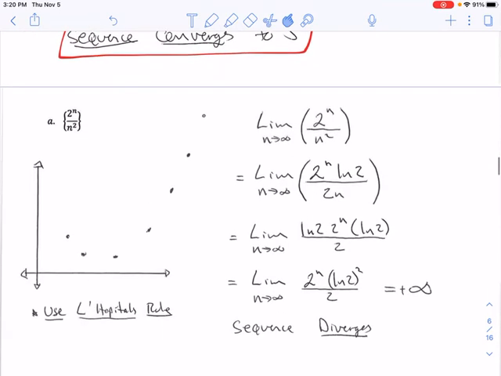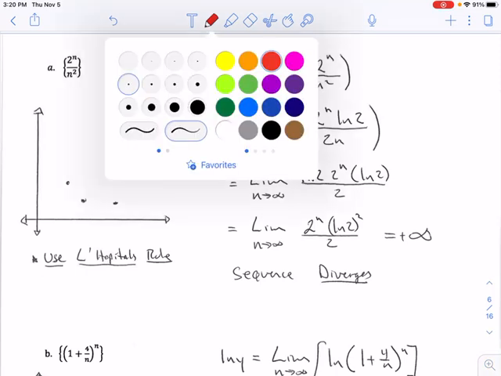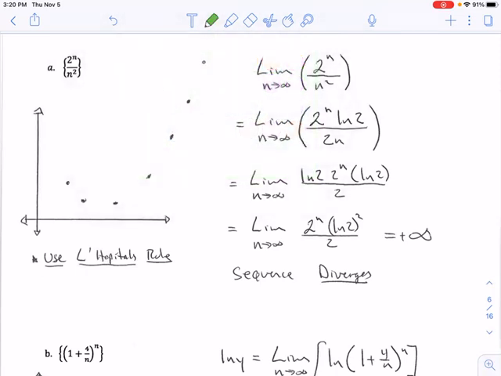All right, the next one, we have the sequence 2 to the n over n squared. If I go to Desmos, or if I plot this by hand, I'm going to get a graph that looks something like this. It first goes down, and then it turns around and goes up and up and up. And it appears that as n gets infinitely large, the sequence is approaching infinity. So let's confirm that by actually finding the limit. We're going to have to use L'Hopital's rule. Yes, you remember L'Hopital's rule? So we are going to use L'Hopital's rule to determine the limit.